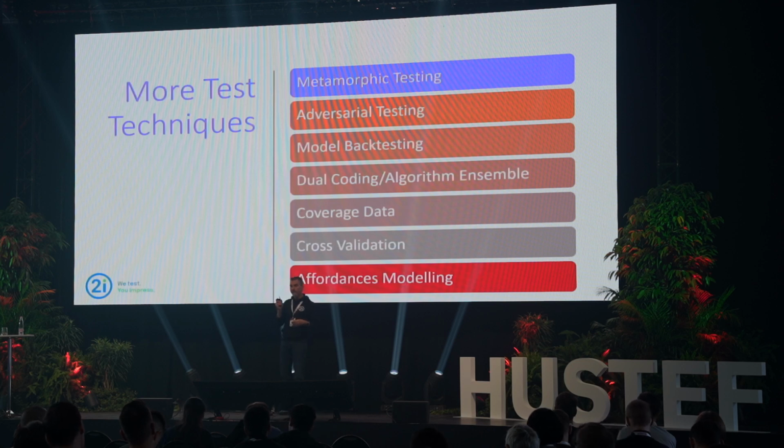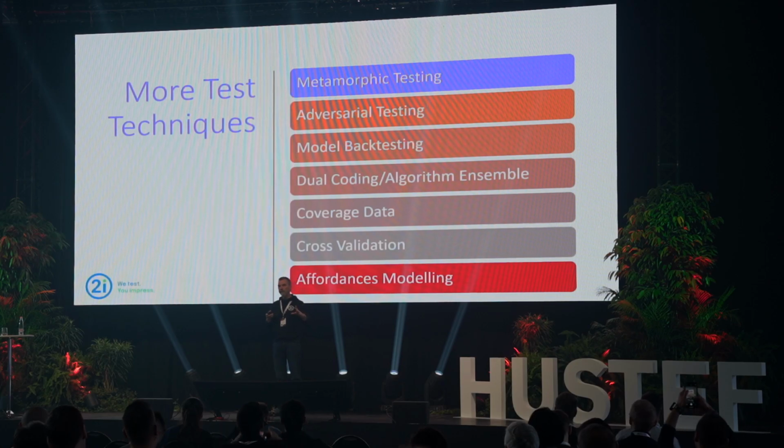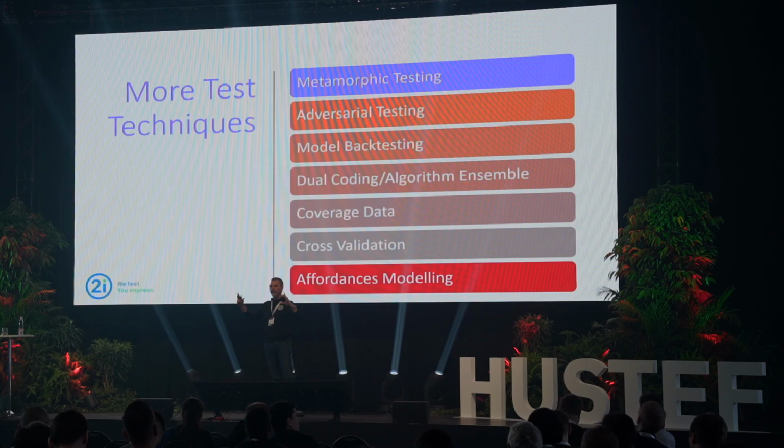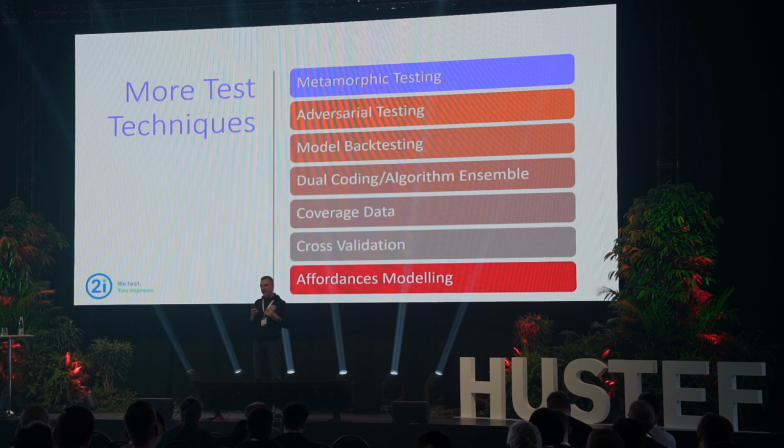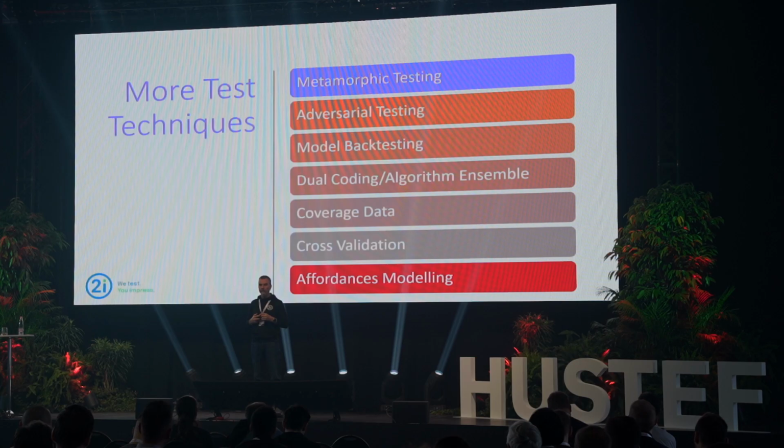Then metamorphic testing. This is where we mess with the inputs and see how the output changes. Now this sidesteps the oracle problem because we're not interested in the values, we're just interested in the shape of the change. So if we change it up, does the output change up? If we change it down, does the output change down? And then I mentioned the adversarial testing. Model back testing is essentially taking the data from the old system, feeding it into the new system, and comparing the outputs. So it's like parallel testing, only it's offset by time.